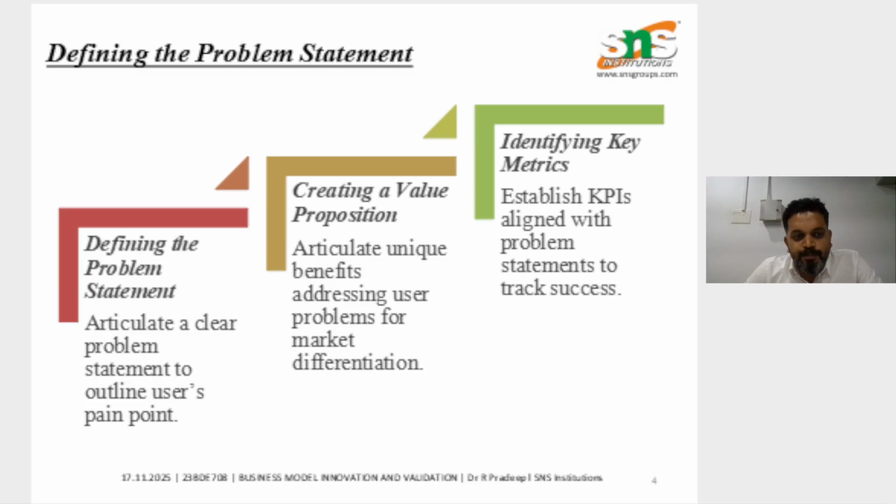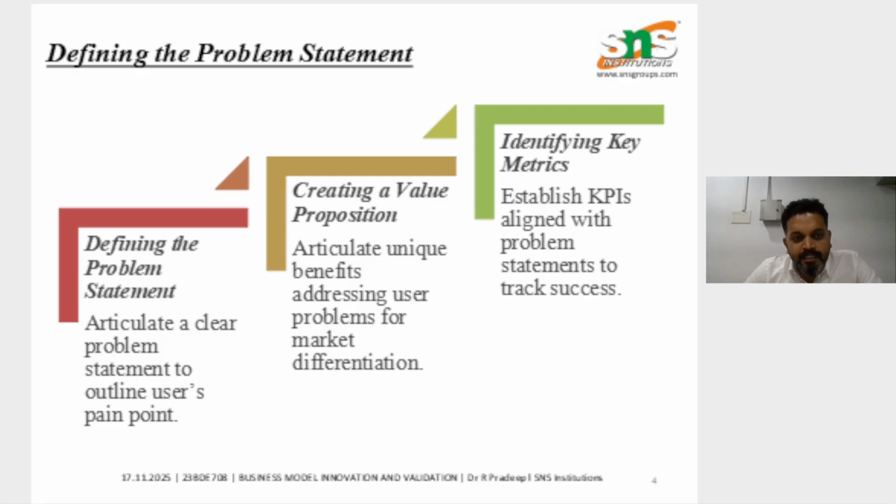What exactly is the problem? So articulate a clear problem statement to outline the users' pain points. Obviously, when a startup or a business comes out, it is going to solve a single person's or a community's pain point. In that way, we have to define exactly what the problem statement is.